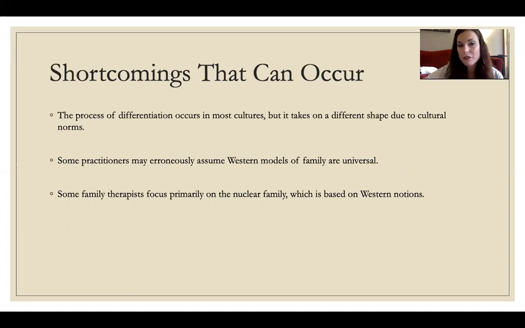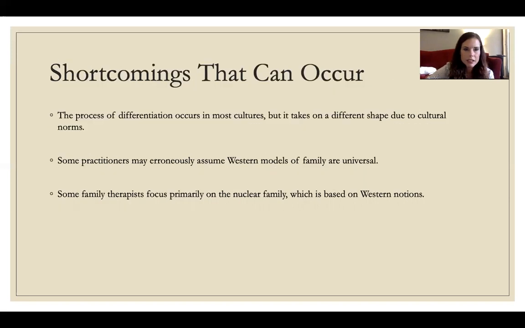And then some family therapists focus primarily on the nuclear family, which is based on Western notions. And we know as families evolve and change, it's becoming structurally very different. It can be nuclear families with same-sex couples. It could be chosen families as opposed to marriage, or cleaving to your family of origin if there was abuse or other situations. So a family is really a group of people who define themselves as family. And so we need to be curious about how the family defines themselves when they come into our office.